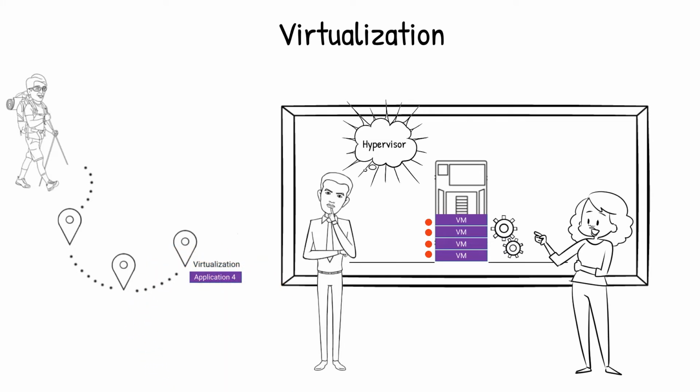So in this case, instead of the purple application being the only application running on the server, we can put multiple applications, red, blue, green, and including the purple application, on this single server.